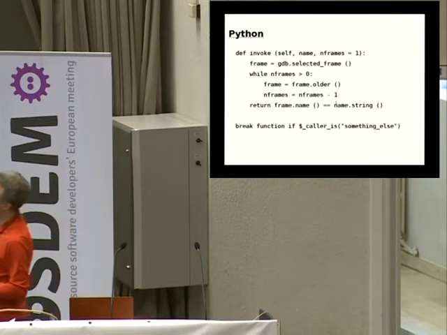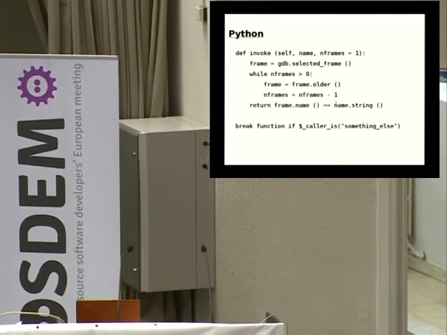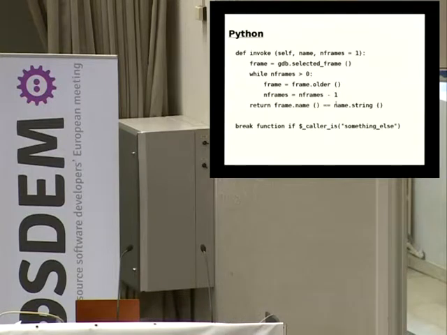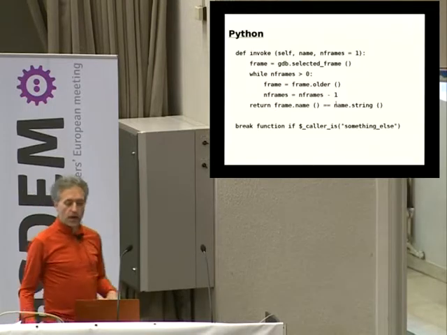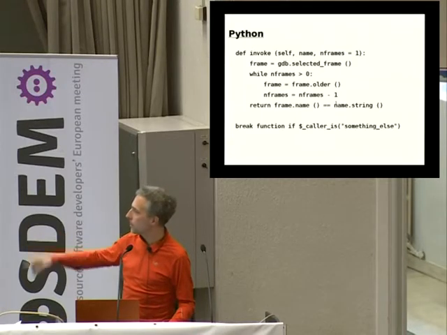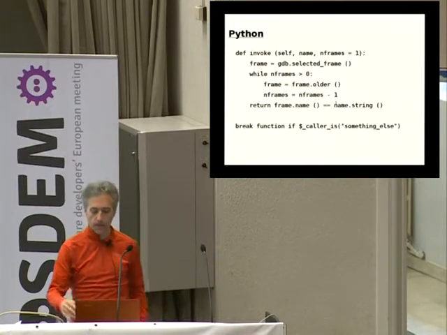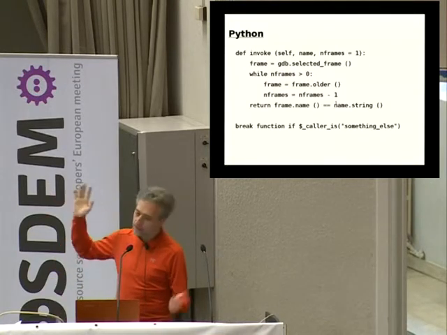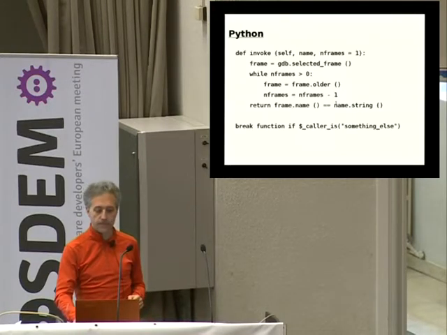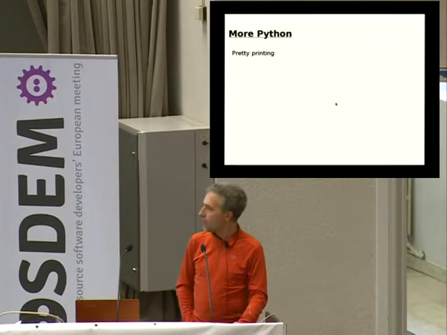So we write this little Python function. It's trivial. You can see there's, like before, a little boilerplate. And then here's how you use it. You say, break if the caller is whatever I wanted. And the full power of Python is available to you here. You can make it do regular expressions. You can make it arbitrarily hairy. And it's all extremely easy. You can refer to variables in your function. Almost anything you can think of that you could do in GDB. So those are simple things, commands and functions.